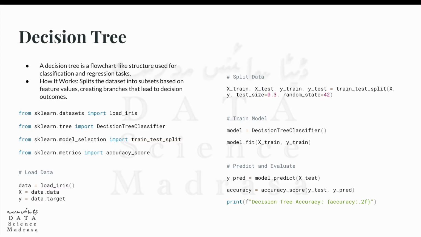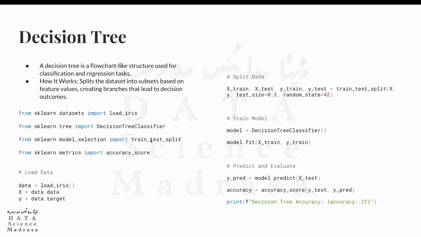A decision tree is a flowchart-like structure used for classification and regression tasks. How it works is that it splits the data sets into subsets based on some feature values, creating branches that lead to decision outcomes in the leaves. In Python, we can import the tree from sklearn.tree. It's called a decision tree classifier.